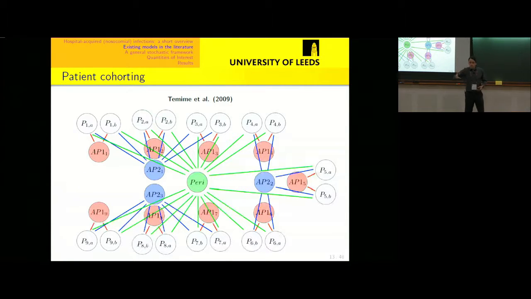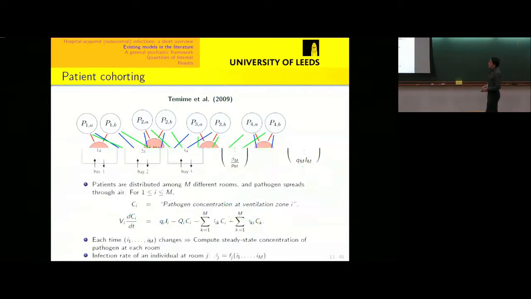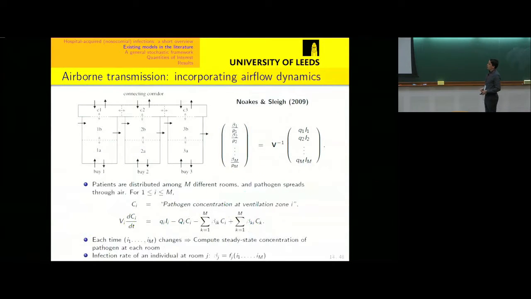And then they believed that if the transmission is happening through the healthcare workers, you should analyze the epidemic happening on this contact network. So that this guy cannot infect this guy, can only infect this guy or this one here. And then you could analyze the epidemic happening on this network. So as you can see, many different approaches to this problem.